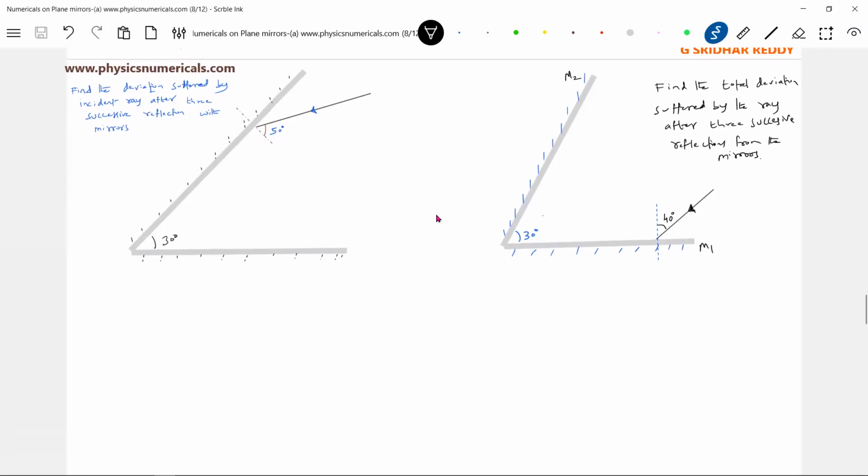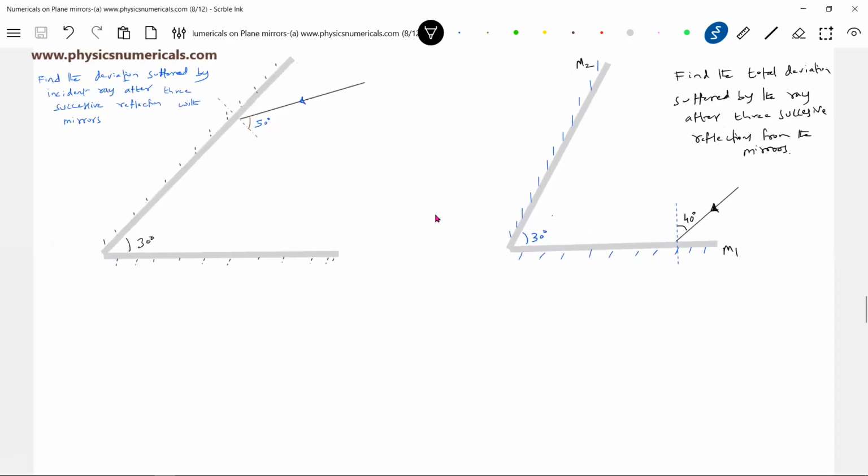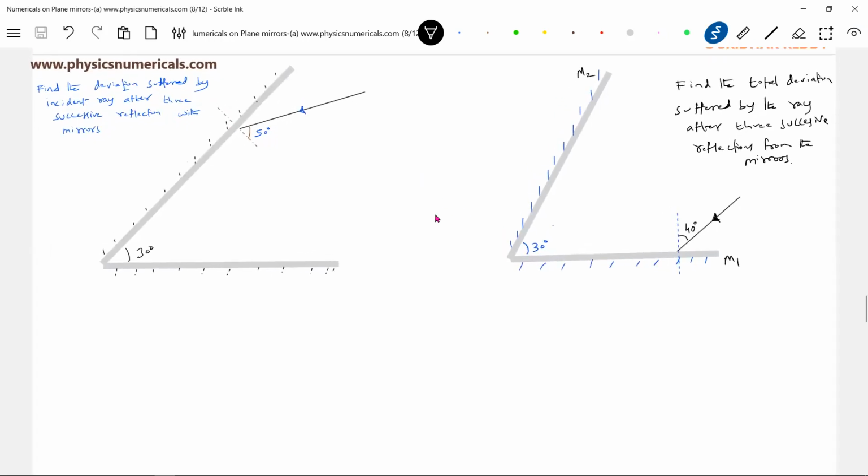Like if a ray is incident on a combination of mirrors, how to trace out the final deviation suffered by the ray, or any other condition that is put. That has to be worked out here. Read the question now. Find the deviation suffered by the incident ray after 3 successive reflections with the mirror.